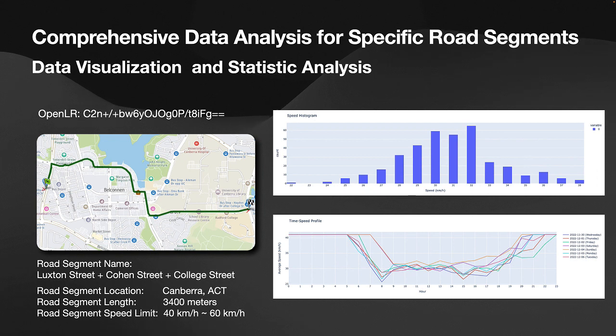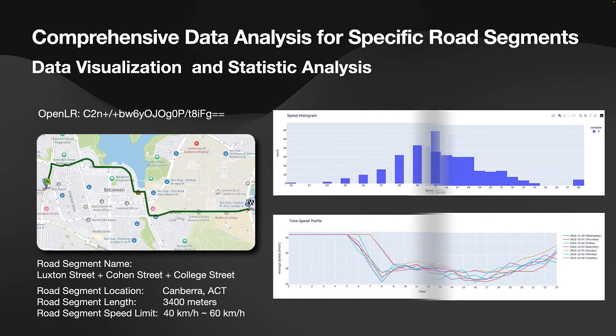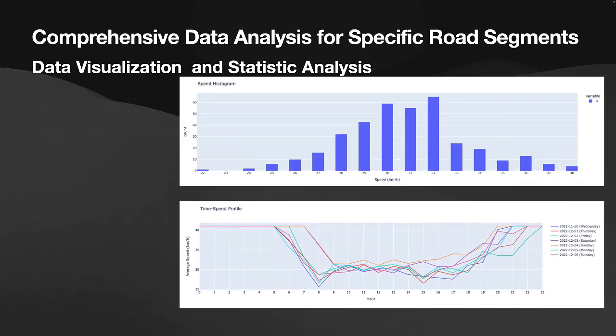Moreover, through the time speed profile, the low speed interval of this road section is much longer than that of other sections. We can compare with this complex section of Canberra. The total length is 3,400 meters, involving 3 streets, 2 speed limits, and 1 skew section. Through the speed histogram, we can see that the speed is concentrated at 30, 31, and 32 km per hour.